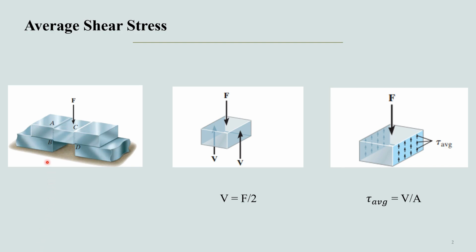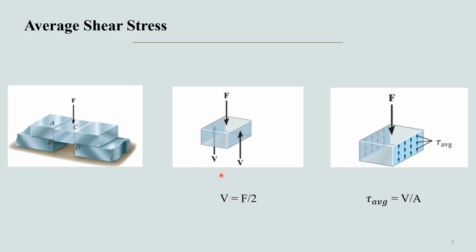Let's consider these two plates that are joined at this location. If a vertical force is applied at this point, it is apparent that it will try to break this bar along this AB and CD plane. Thus, in order for this bar to remain intact, two vertical forces must act at this AB and CD plane to resist this vertical force F.